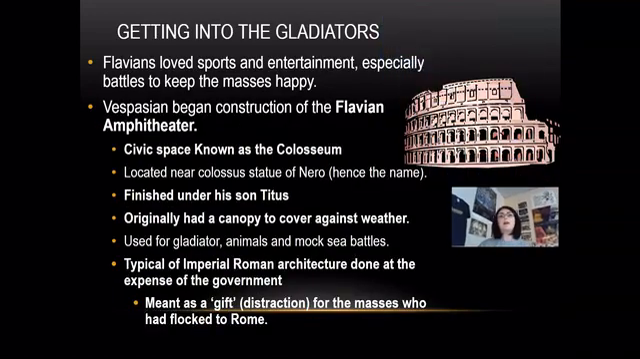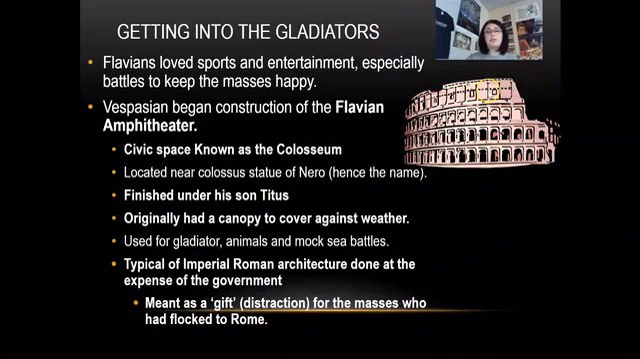So when we hear of the Flavians and Vespasian, this is where we really start to see the time of Rome that people hear about, like the gladiators and all of this entertainment. And the Flavians were fighters. They liked to watch fights. They liked to see it. They liked sports because they believed it was a good way to keep soldiers in shape.